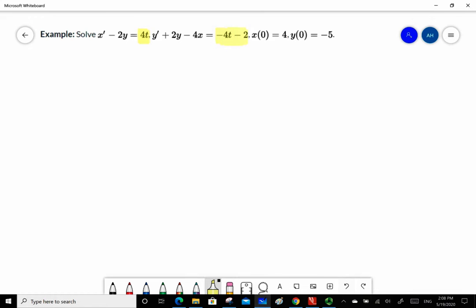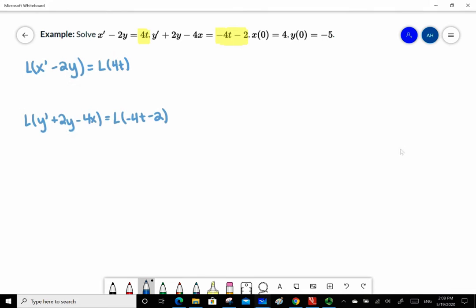x. Second, since this is a non-homogeneous system, which we can see by noticing the terms that don't involve x or y, we haven't actually learned how to solve this system using the matrix method. But we can solve it relatively simply using Laplace transforms. First, apply the Laplace transform to both equations. Using the linearity and derivative properties of the Laplace transform, we can rewrite these equations.